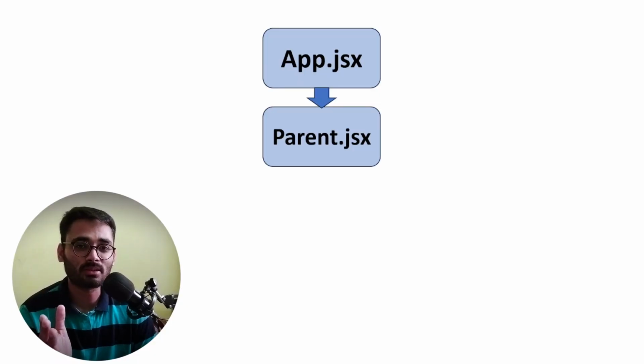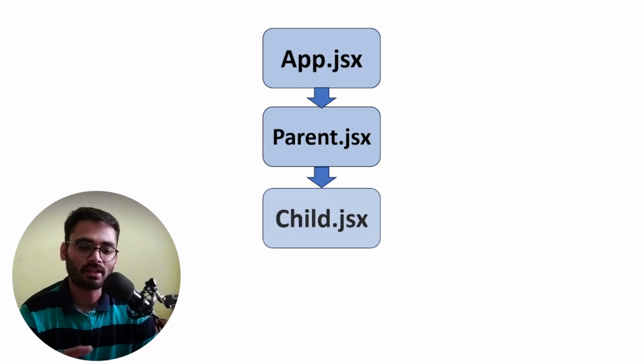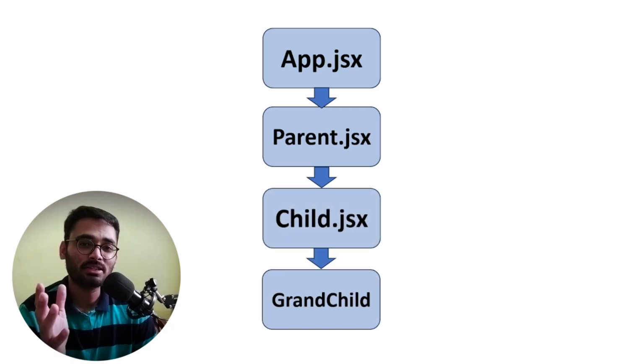So app.jsx component is passing data to parent.jsx. Then parent.jsx is passing data to child.jsx. Child is passing to the grandchild. In this way, the data flows from app to parent, parent to child, and child to grandchild.